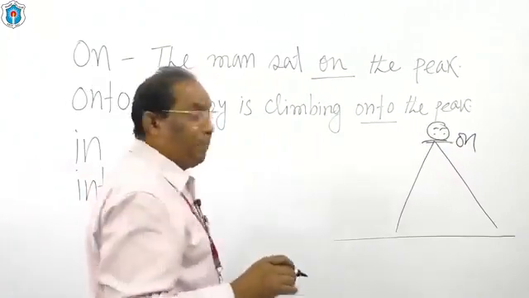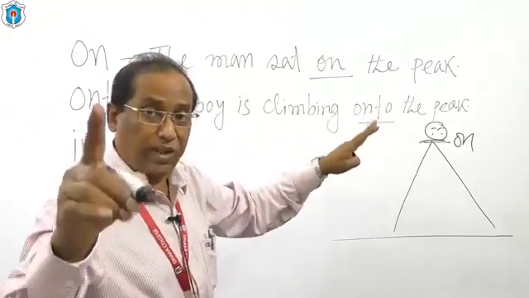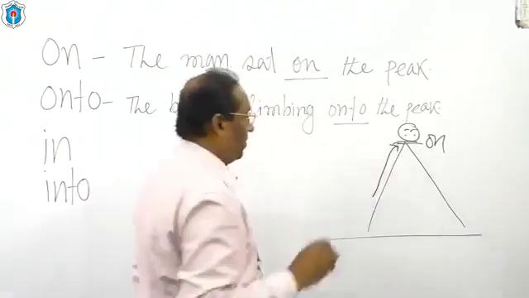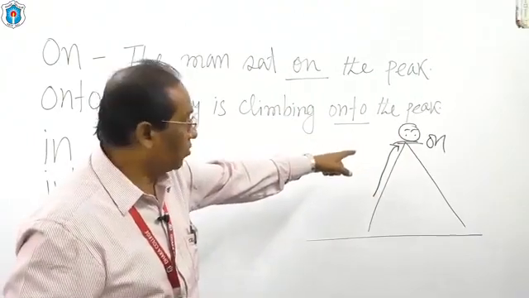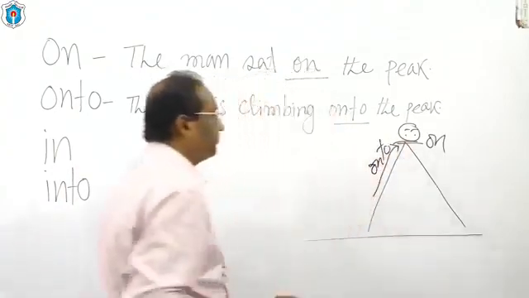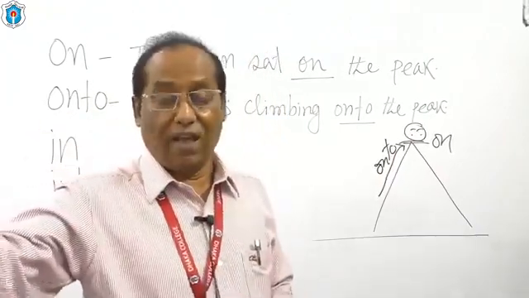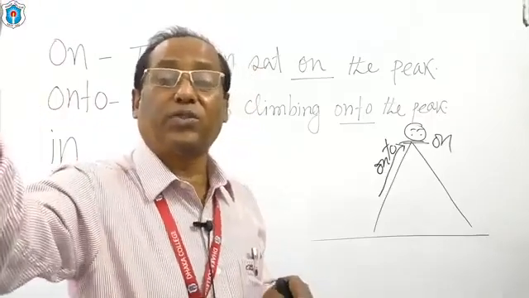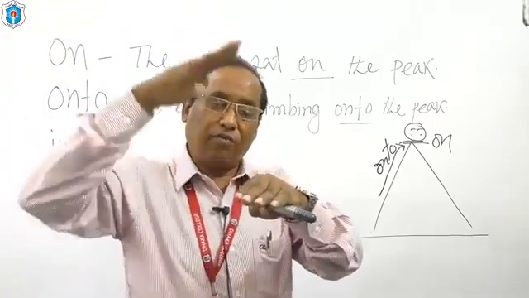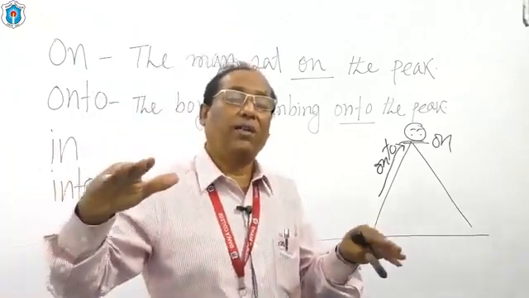Okay, but if I say the boy is climbing onto the peak, there is a motion, there is a movement. A boy is trying to move. সে ওঠার চেষ্টা করছে কোথায়? পিকে। So onto. So when there is a movement from one level to another level, অর্থাৎ একটি লেভেল থেকে আরেকটি লেভেলের উপরে যখন সে মুভ করছে কোনো কিছু, তখন হবে onto। আর যখন সারফেসের উপর ফিক্সড বুঝাবে তখন হবে on. So on and onto are different.